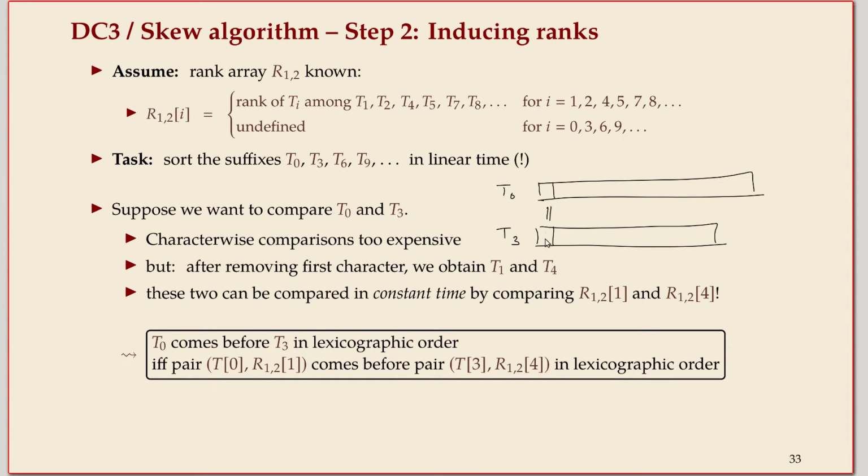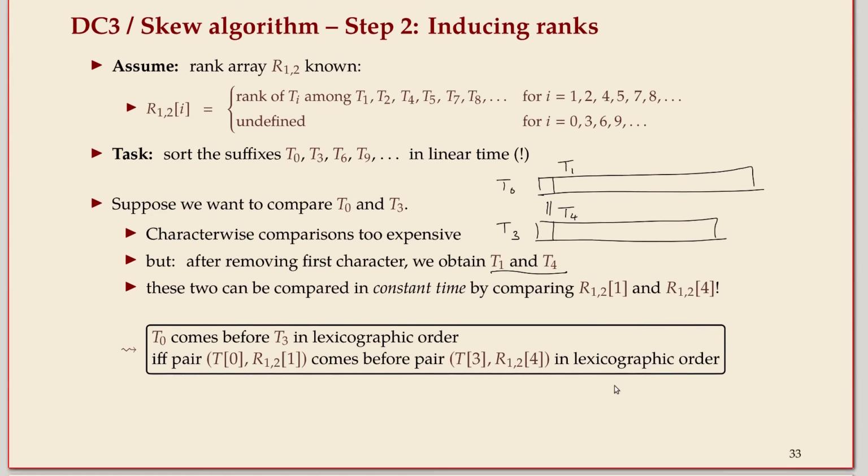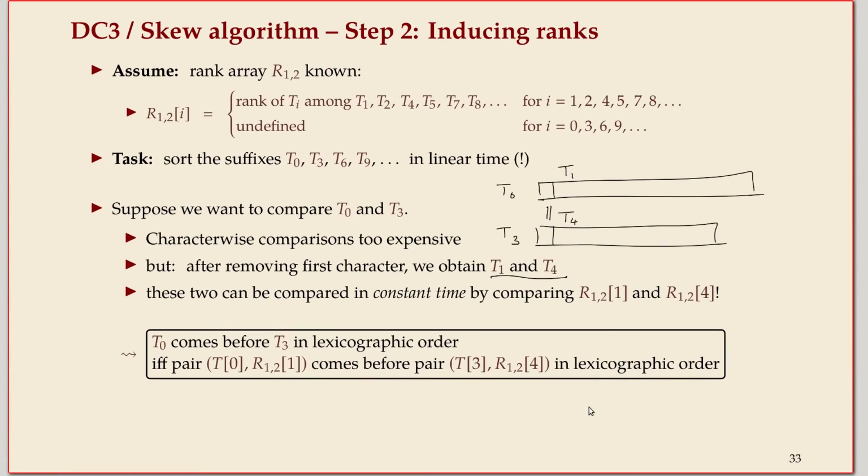But then, if the first letter is the same, their order is determined by whatever comes after the first letter. And that in this case is T1, and in this case is T4. It's just the suffix that starts one character later in each case. And T1 and T4 are both not a multiple of 3. So T1 and T4 are in this set that we've already sorted. So we can just look up their ranks in this set and compare the ranks instead of the suffixes. That's the key trick, what we do.